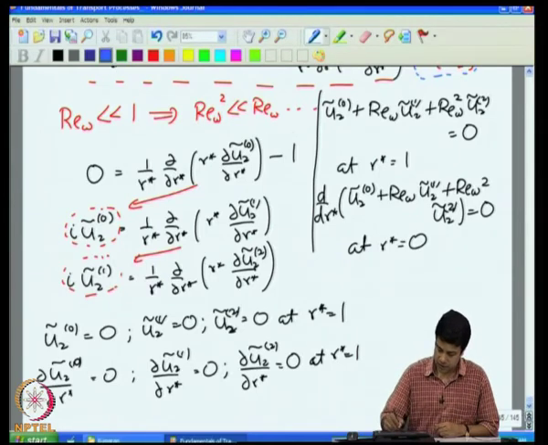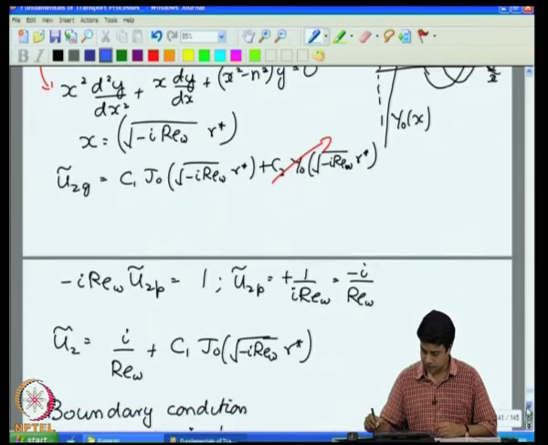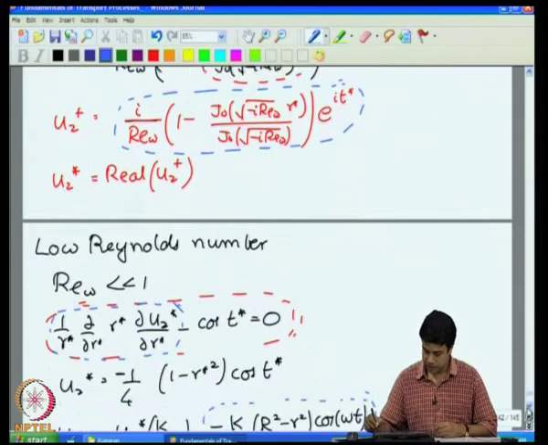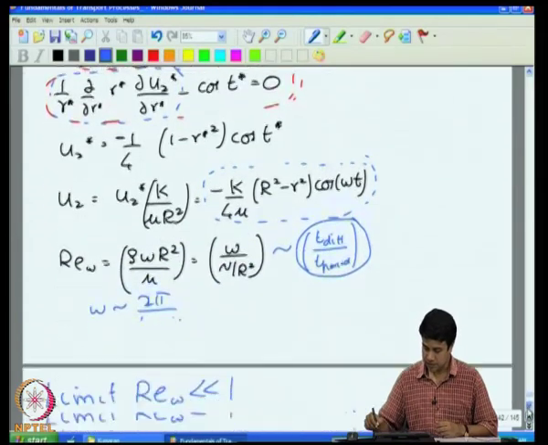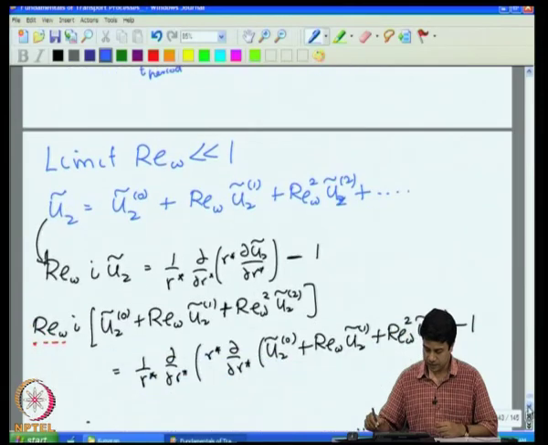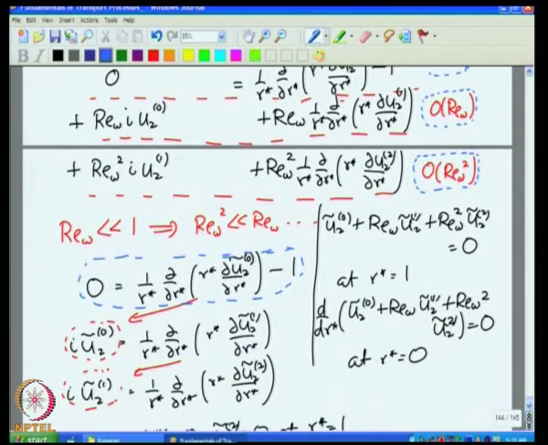Note that the equation for u z naught is identical to the equation that I had for r e omega equal to 0. If you recall, when I did my approximation for low Reynolds number, I had an equation of this kind, 1 by r d by dr of r d u z by dr minus cos t is equal to 0, when expressed in terms of u tilde, that is u z is equal to real part of u tilde times e power I t. So, this order 1 equation is identical to the equation that I had exactly in the limit of 0 Reynolds number.